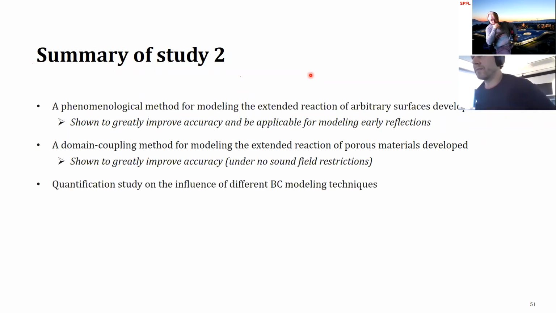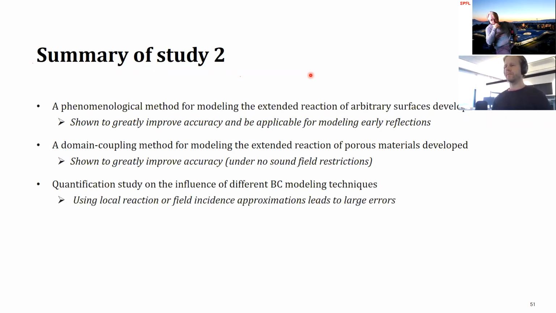We did the quantification study comparing those different boundary modeling techniques, where we saw that using the local reaction or the field incidence approximation leads to large errors. For example, for the T20 reverberation time, the local reaction approach yielded around 4 times the J&D errors, and the field incidence approach almost 3 times J&D.